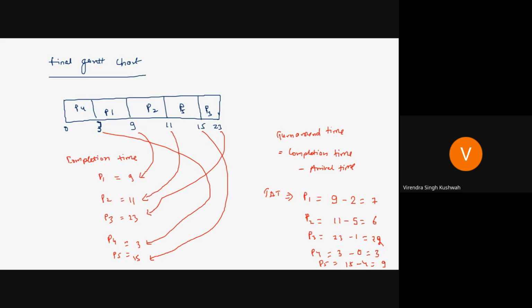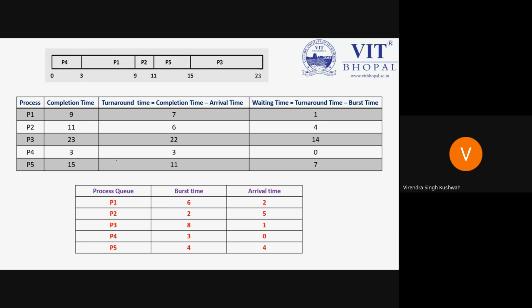Now I'm sharing one slide which has all the information. P1 has the completion time 9, so turnaround time we are getting is 7, by 9 minus 2. For process P2, 11 minus 5. Then 23 minus 1, 3 minus 0, and 15 minus 4. Waiting time we can get by turnaround time minus burst time. Turnaround time is 7, minus burst time. What is the burst time of process P1? You can see at the bottom side, P1 burst time 6. So 7 minus 6. The rest of the details you can get.